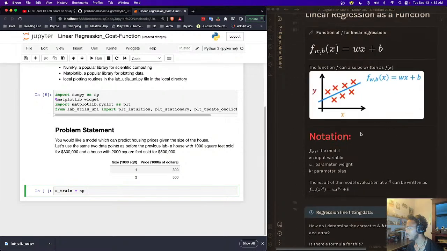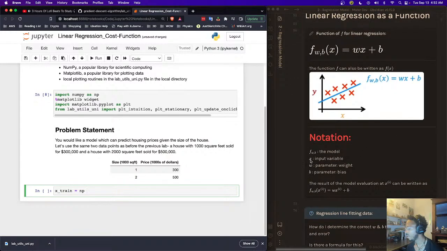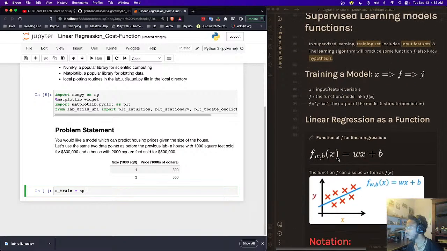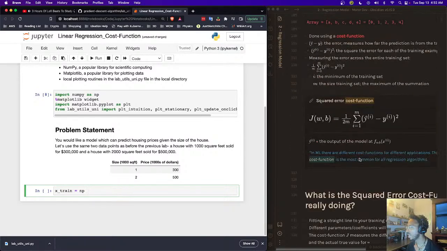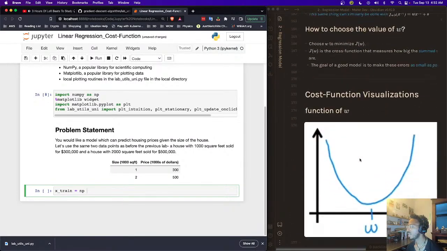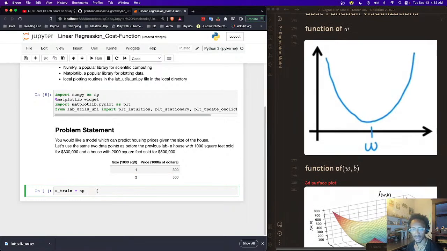Up here I describe that x is the input, whereas for y, there are two y's. There's the y hat and the regular y. Y hat, which is the y training data, is the output of the model. And then the regular y without the hat on it is the output of the prediction. Okay, so np.array.